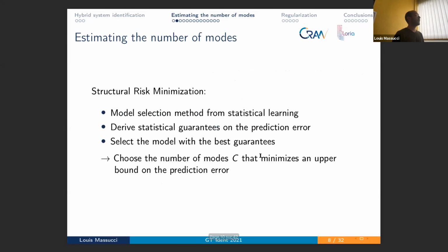To do so, we will use the structural risk minimization. It's a model selection method from statistical learning, where we will derive statistical guarantees on the prediction error in order to select the model with the best guarantees. In other words, we want to choose the number of modes C that minimizes an upper bound on the prediction error.